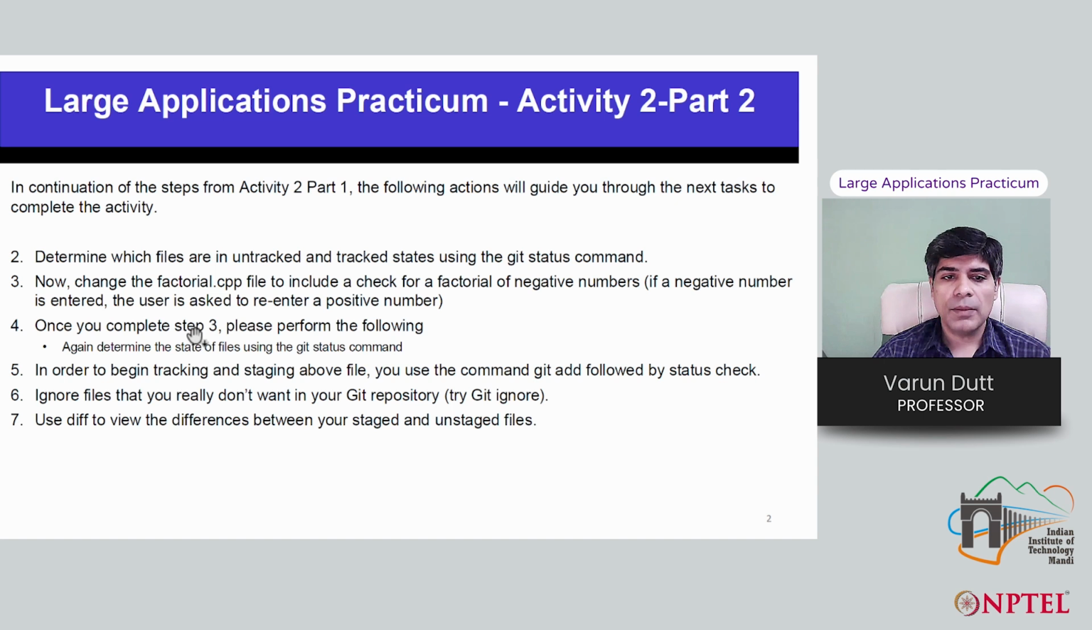And once you complete step 3, we can again determine the state of the file, and you will see it will be shown as modified. And then in order to begin tracking and staging it, you may want to do git add followed by a status check again. And if there are files you really don't want tracked, you can always write a .gitignore file. And we will also look at git diff to view the differences between your staged and unstaged files as part of a future lecture.